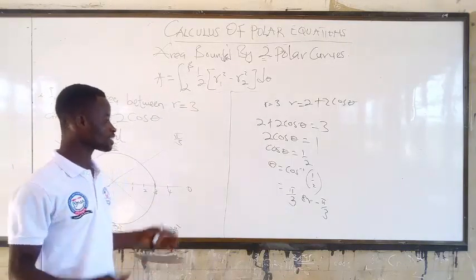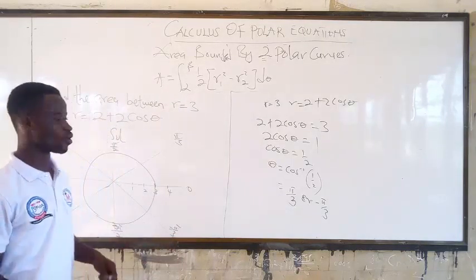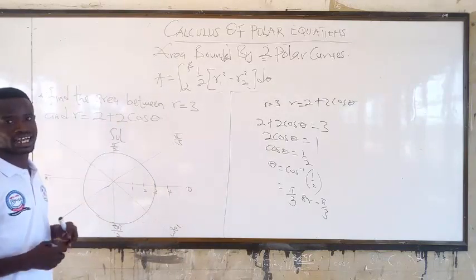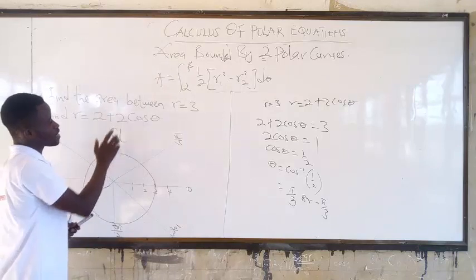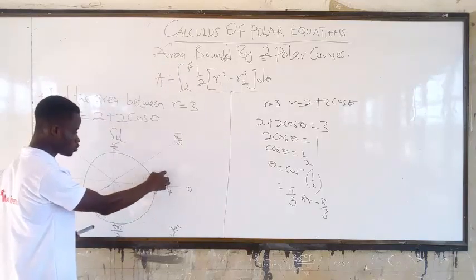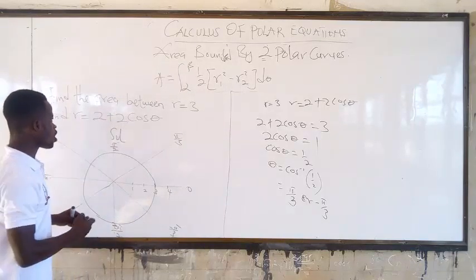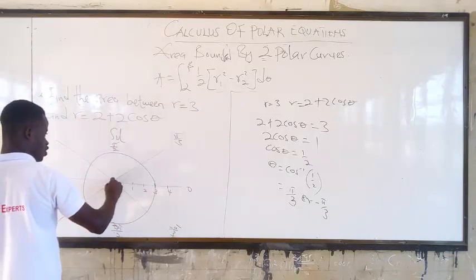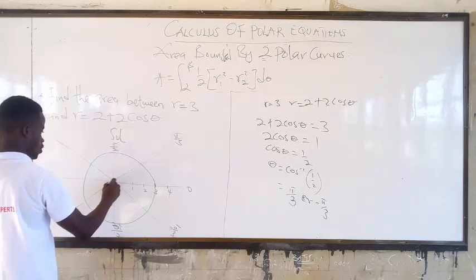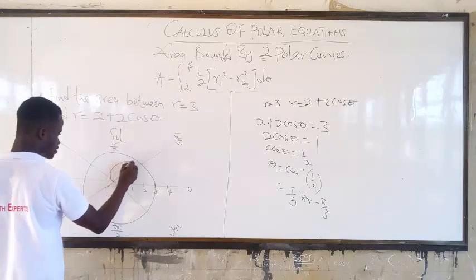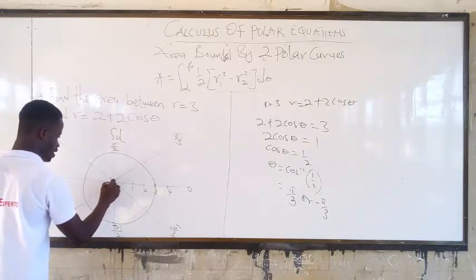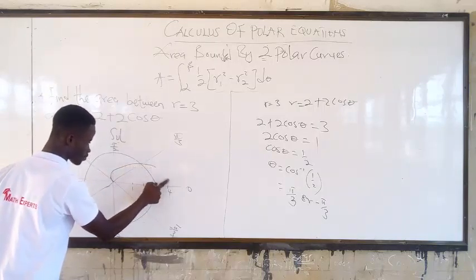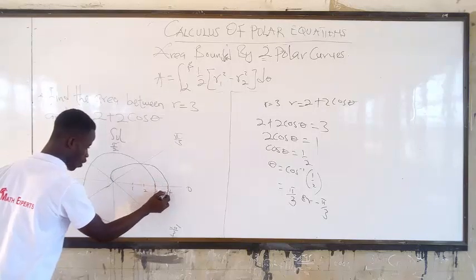We know the points of intersection are pi over 3 and negative pi over 3. So that means that we now want to sketch the cardioid. The cardioid has a maximum of what? 4. So it will pass through this side. And the minimum is 0. And you know the cardioid will be like this. Don't forget we are passing through this. So the cardioid will go like this, pass through this, come back and pass through this 4.